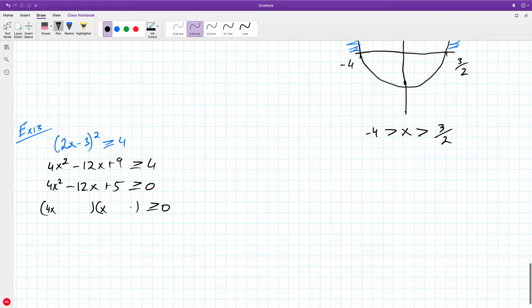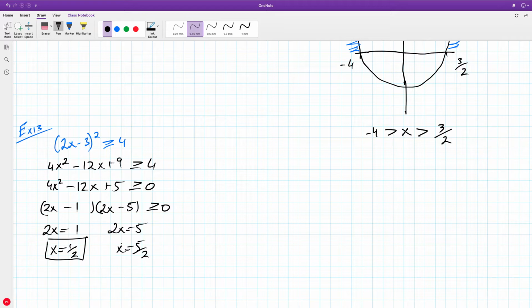No, that's not going to work. 2x and 2x. Minus 5, minus 1. 2x equal to 1, x equal to a half. 2x equal to 5, x equal to 5 over 2.